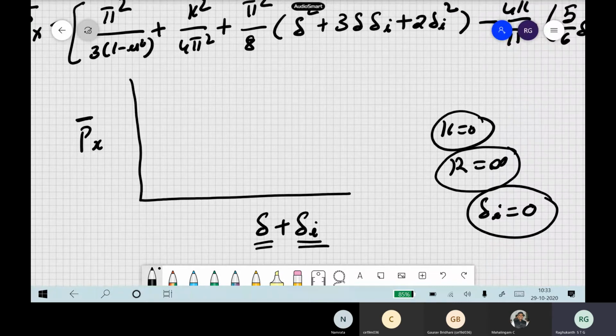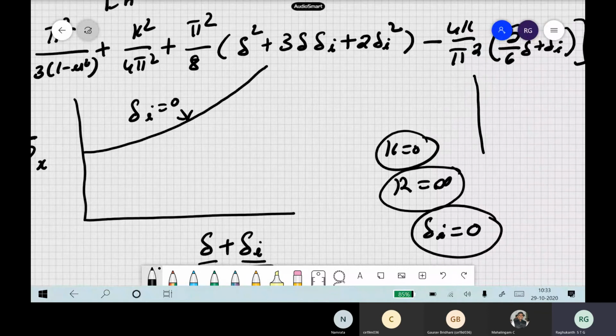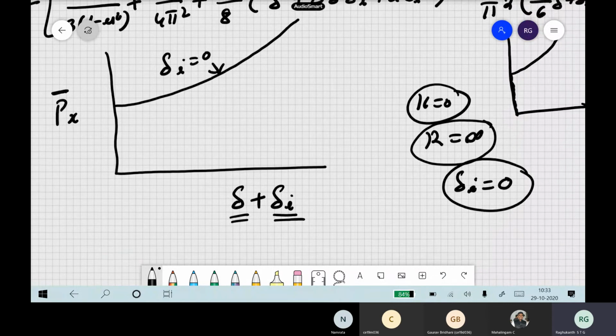So if you try to plot p_x bar versus delta plus delta_i, you get the behavior like this. Delta_i is equal to 0, so the equation will be like that. You remember the plate post buckling behavior, how we derived it? Up to buckling the deflection will be 0. Once it starts buckling, it went like this, the load versus deflection. So here also you get the same thing as for the plate.